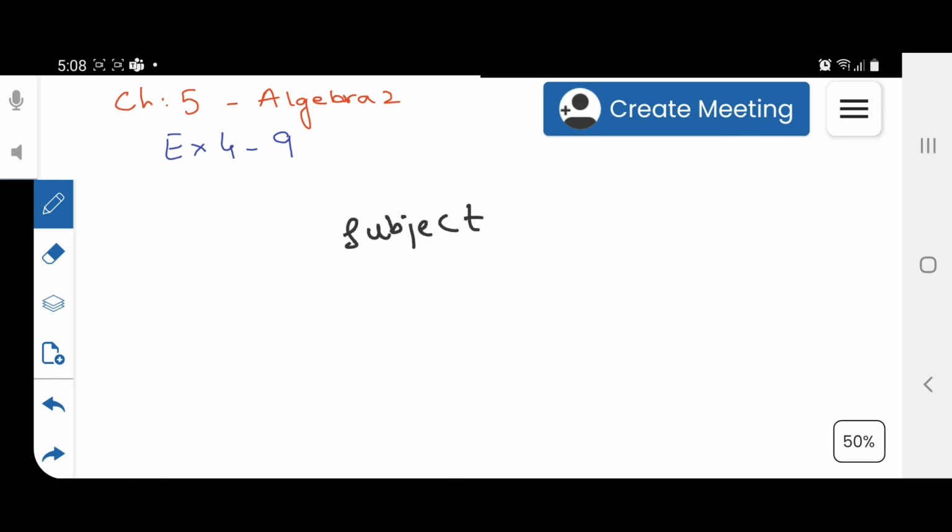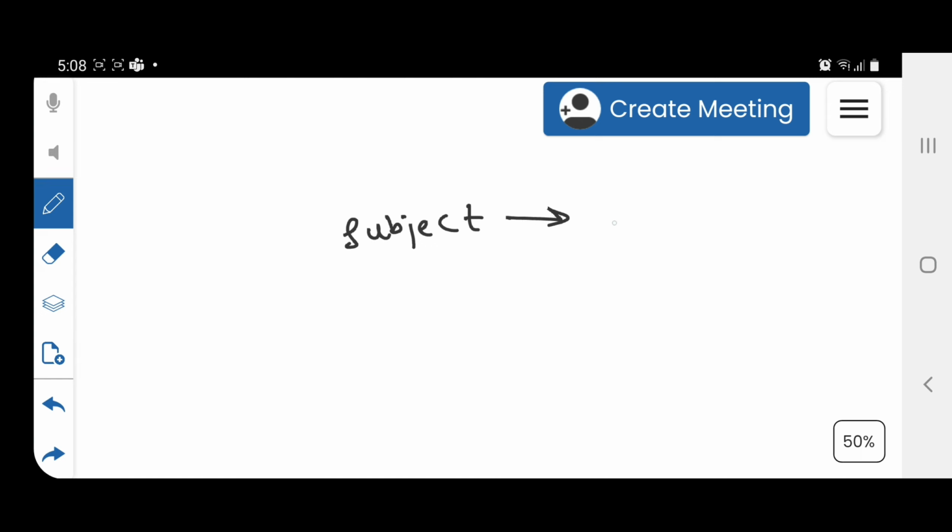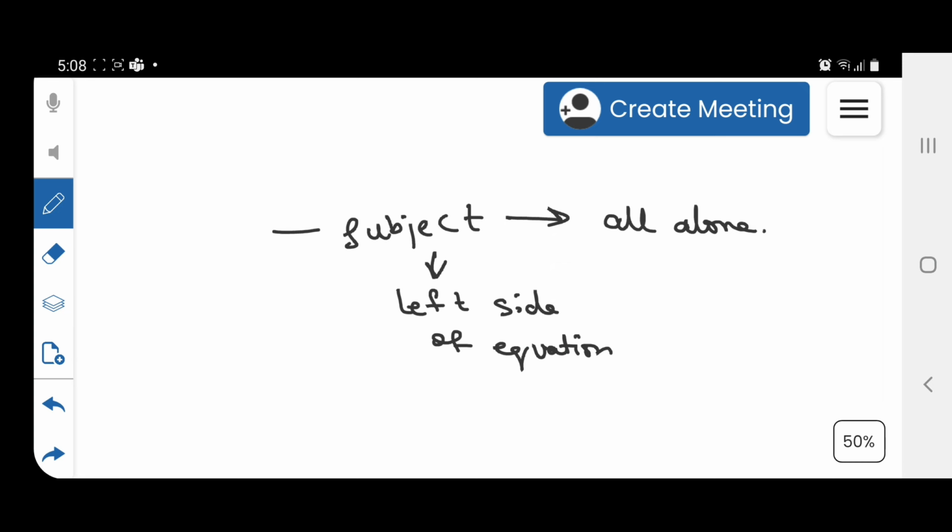There are 4 things that you should keep in mind. First, your subject should be all alone, like there should be nothing written with the subject. The second thing is, it should be on the left side of the equation. Next, it should be positive, no negative sign. And the last thing is, it should be in the numerator. So let's see how we can solve any given formula by using these 4 rules.